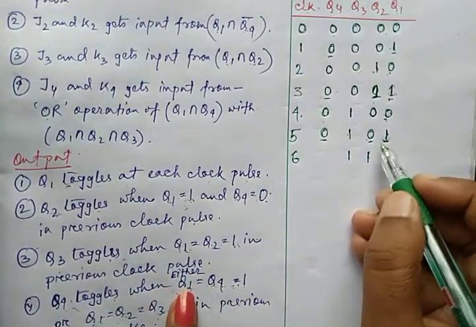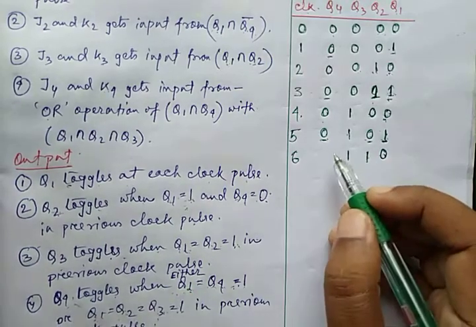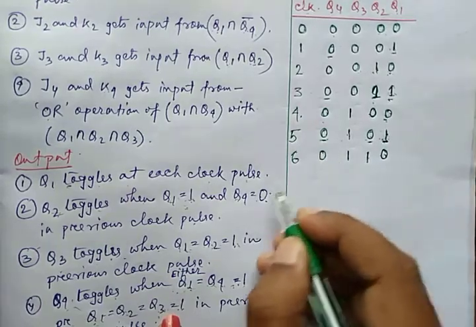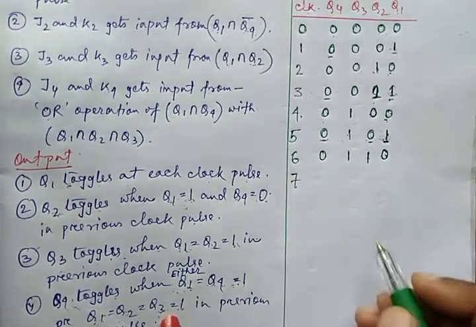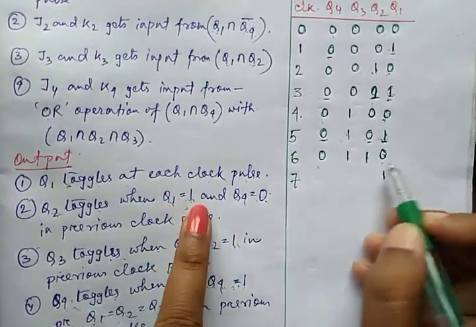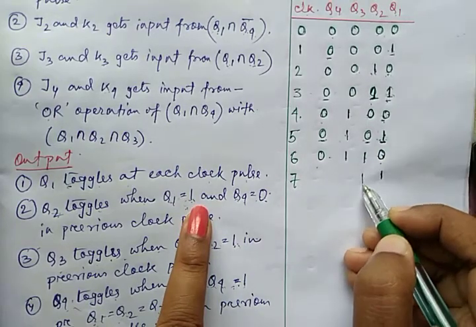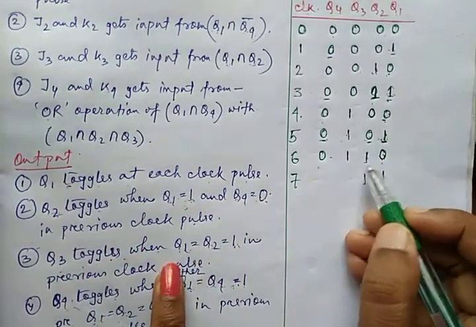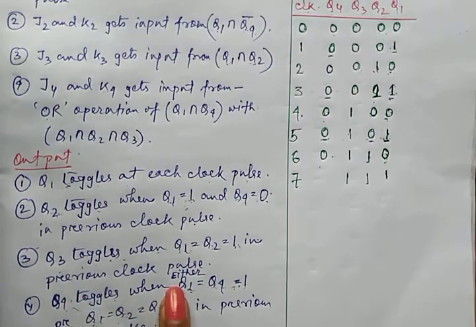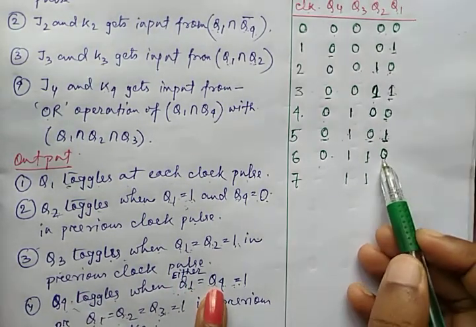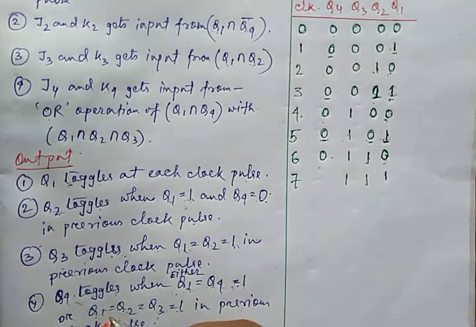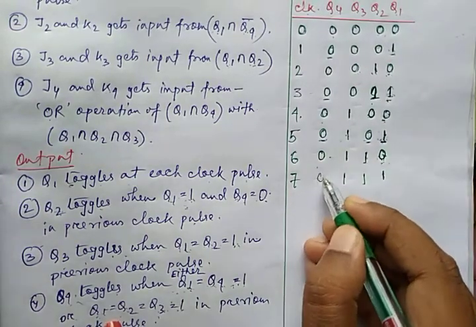And Q4 toggles when Q1 and Q4 are 1, or Q1, Q2, Q3 all three are 1, but both conditions are not satisfied, so this will not change. For the seventh clock pulse, Q1 toggles. Q2 toggles when Q1 is 1 and Q4 is 0, Q1 is not 1, so it will not change. Q3 toggles when Q1 and Q2 both are 1, both are not 1, so this will not change. Q4 toggles when Q1 and Q4 are 1, or Q1, Q2, Q3 all three are 1, but they are not, so this will not change.